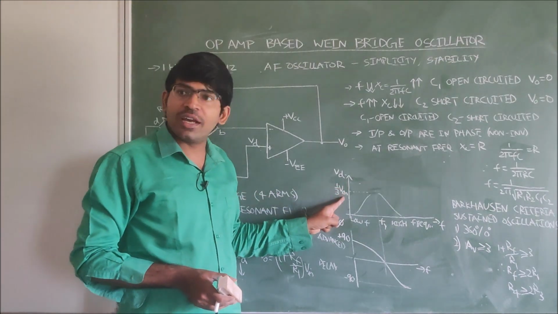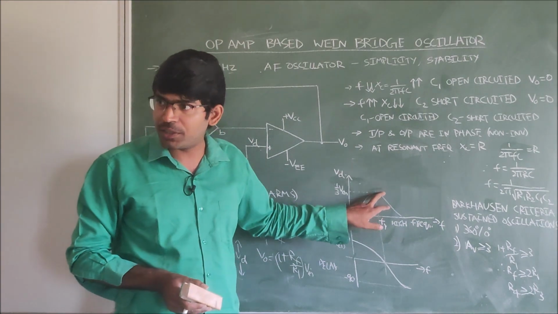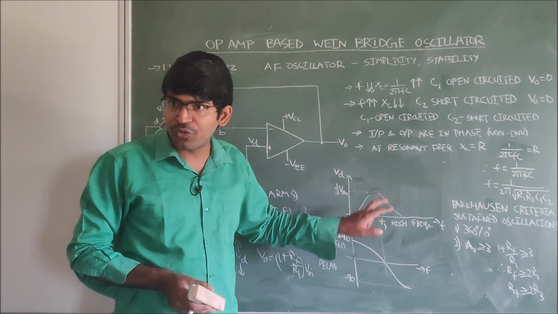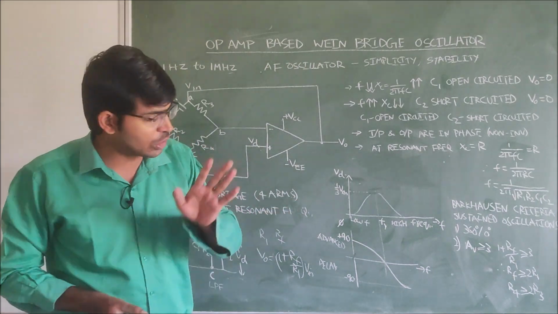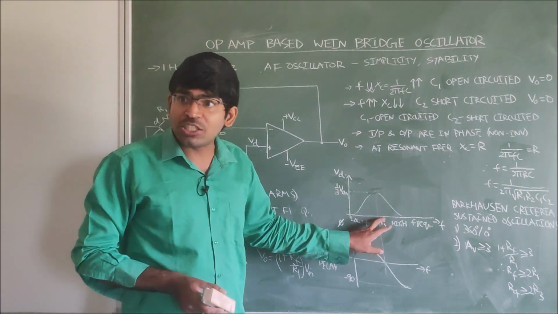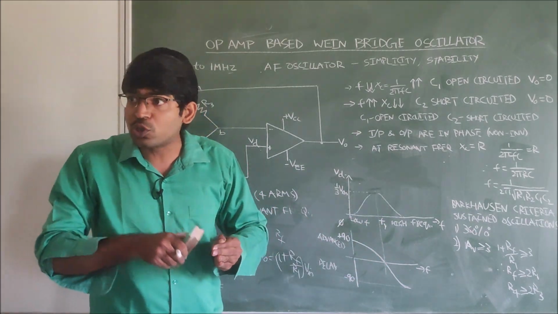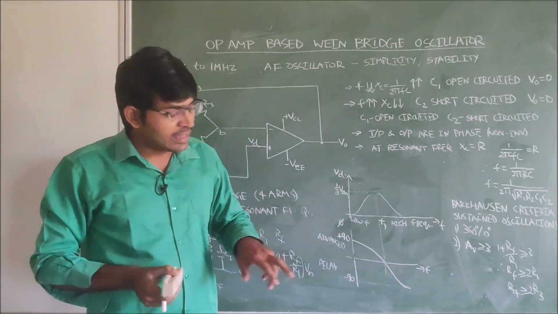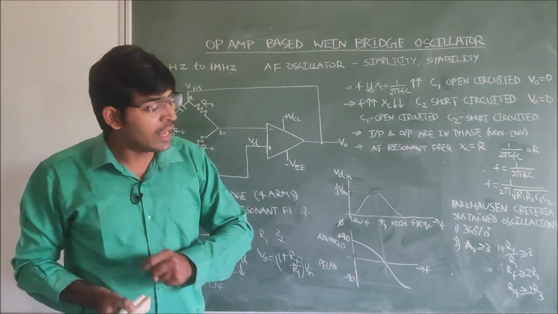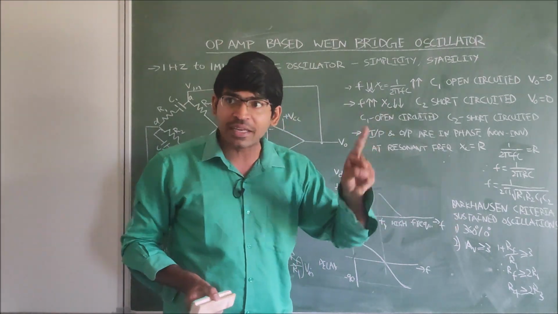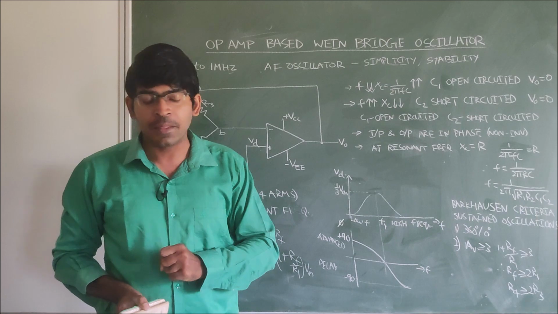Whatever input we give, 1/3 of it we get as output at this resonant frequency. At this resonant frequency, C1 is not open circuited and C2 is not short circuited. You observe the phase shift between the input signal and the output signal is 0. It is satisfying the Barkhausen criterion for sustained oscillations.